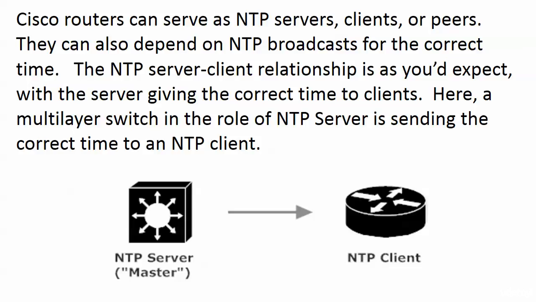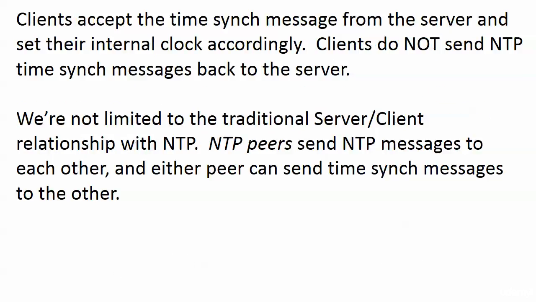The first type of NTP relationship we're going to look at and then configure is a server-client relationship. It's exactly what you'd expect. The server gives the correct time to the clients. Not exactly rocket science there. Now, the clients take the time sync message from the server, they set their internal clock accordingly, and clients do not send NTP time sync messages back to the server.